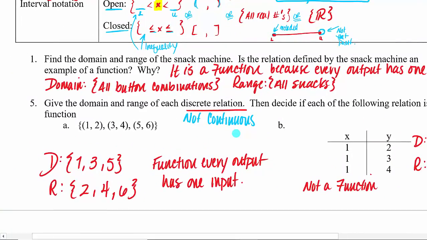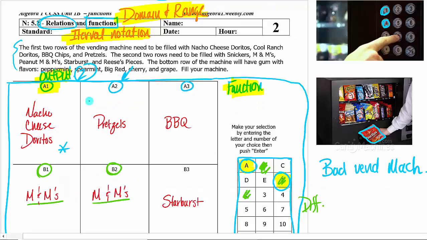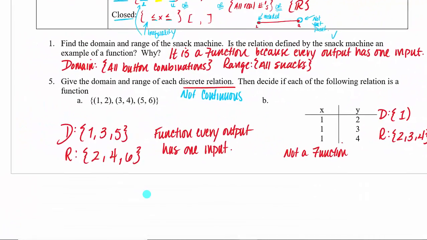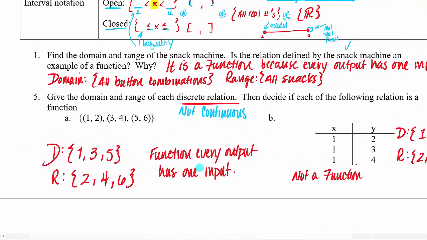This question asks us to find the domain and range of the snack machine. Is the relation defined by the snack machine, vending machine, sorry, an example of a function? Well, it is actually an example of a function. Every snack in here has exactly one input. Every button combination, A1, goes to exactly one snack. So that would be an example of a function. It's not just a relation. So let's look at the next example.